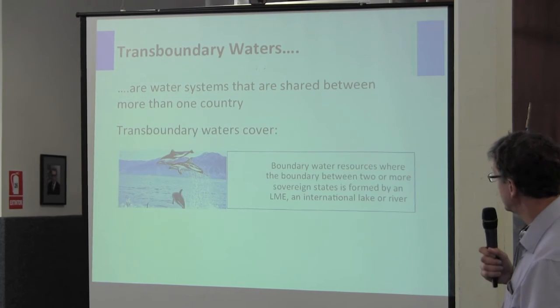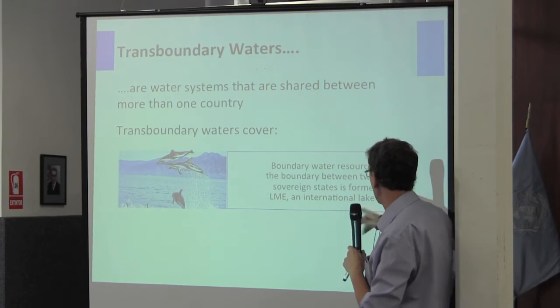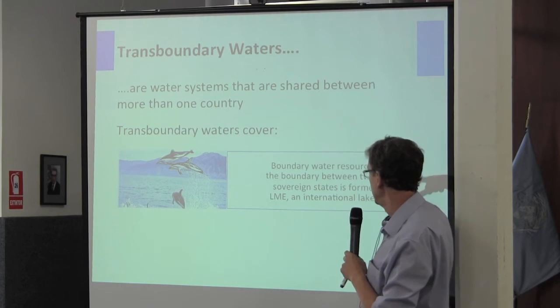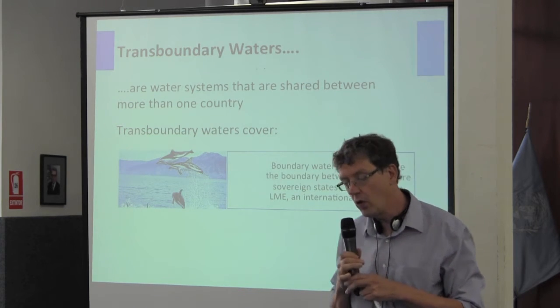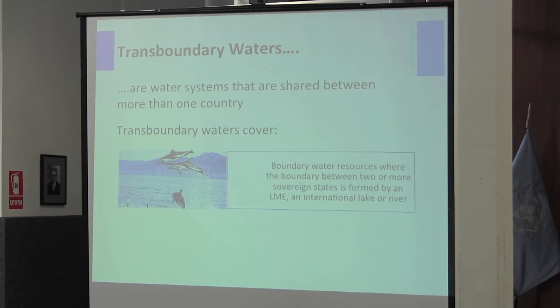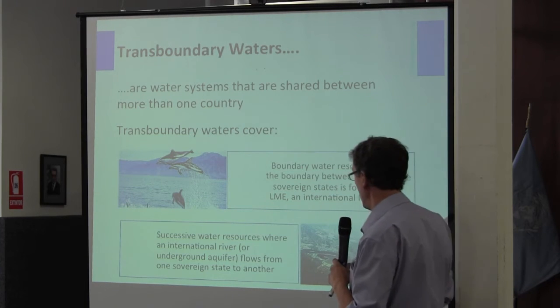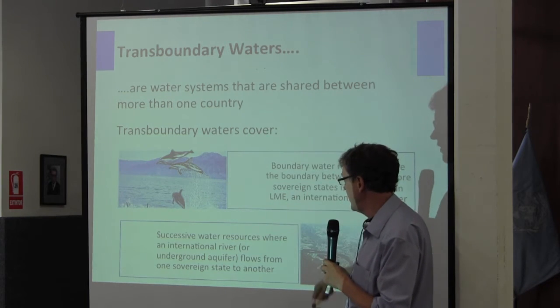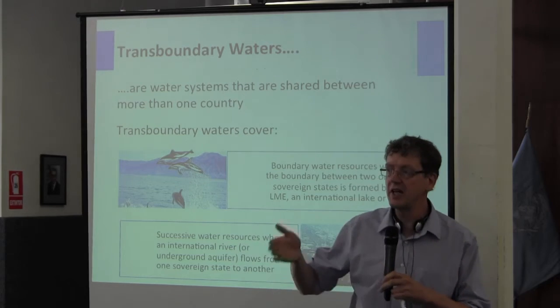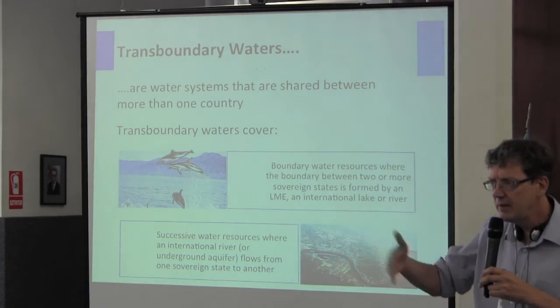And transboundary waters cover what are known as boundary water resources, where the boundary between two or more sovereign states is formed by an LME or an international lake or river. In essence, this is what we're talking about here. Or successive water resources, where an international river flows from one sovereign state into another. Okay? Does everybody get that?